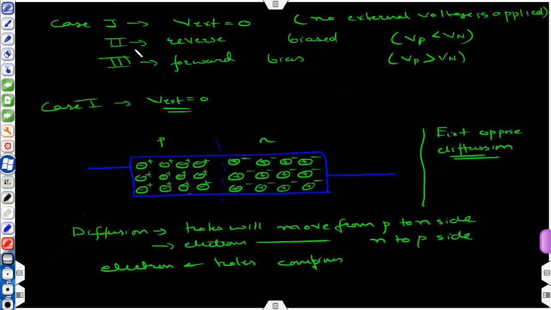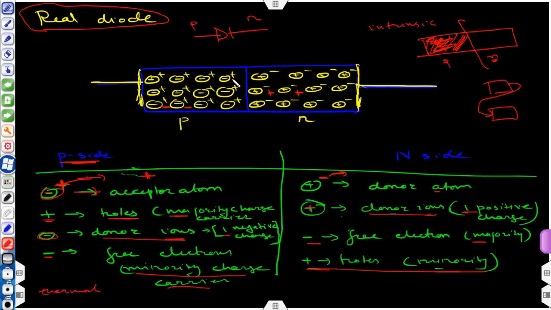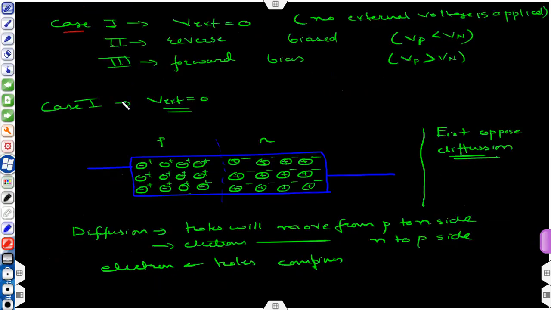Okay, now we have three cases based on the voltages on this. These are external metal contacts by using which you can connect this diode to external circuit. So this is P terminal, this is N terminal. You can say this is cathode, this is anode. So based on the voltages on P and N terminal, you have three cases. First case is V external is 0. No external voltage is applied. You have not applied any external voltage.